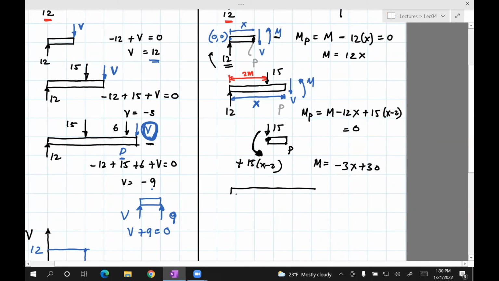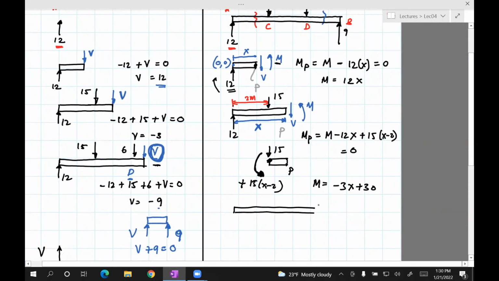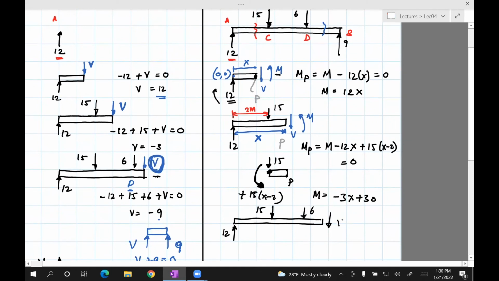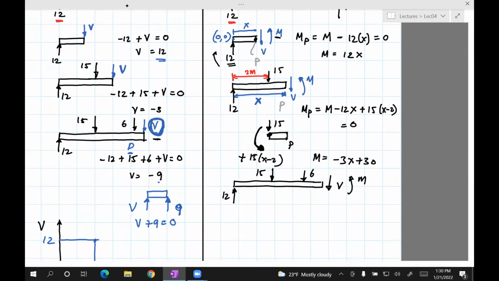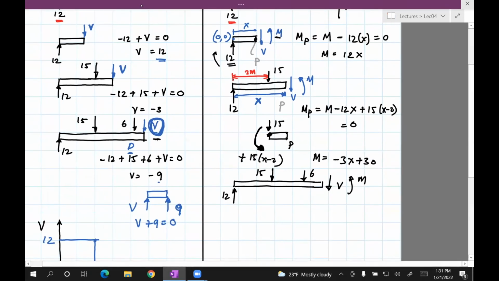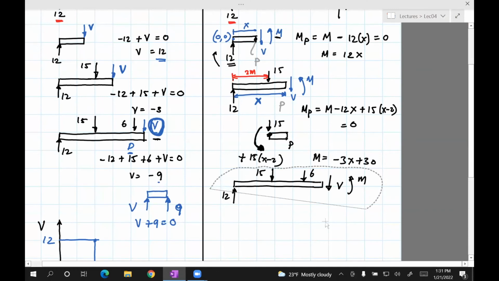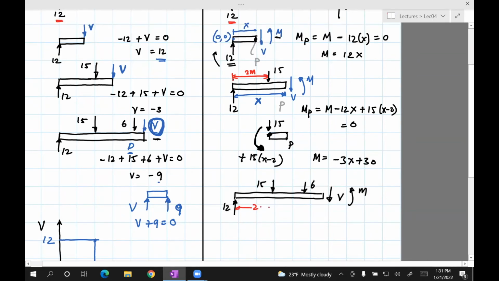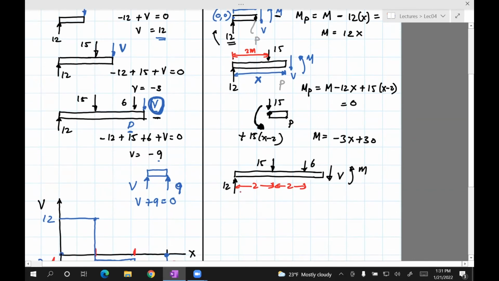We need to draw the beam, cut the section between D and B. So draw all the forces: 15, 6. Again, draw V, M. Clear these things up. I remember that this is 2. This is also 2. And for all practical purposes, we take X to be the distance from the cut all the way to the origin.